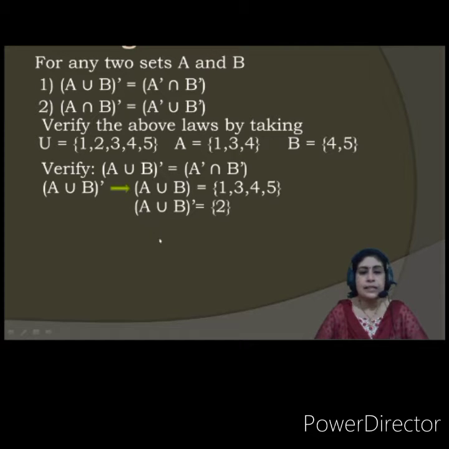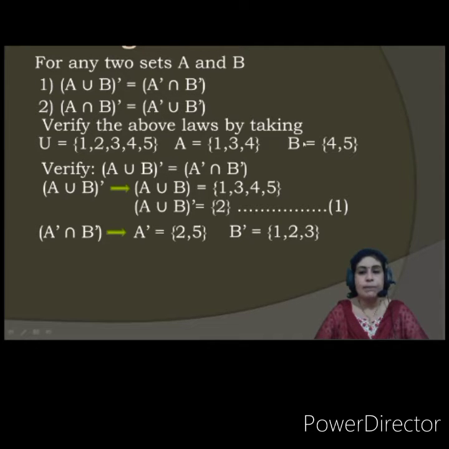Okay, now let us take RHS, A complement intersection B complement. Now for this you should first know what A complement is. A complement will be all those elements which are there in the universal set but not in A. So 2 and 5, right? Now let us see B complement. B complement will be 1, 2, 3 and not 4 and 5. So only 1, 2 and 3.